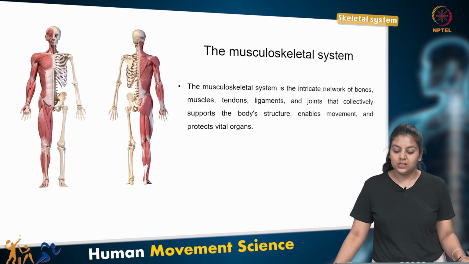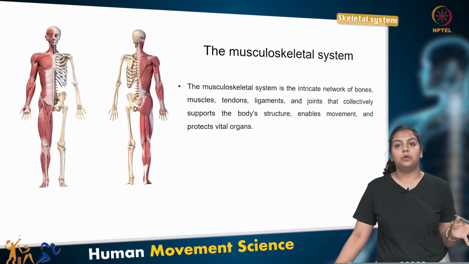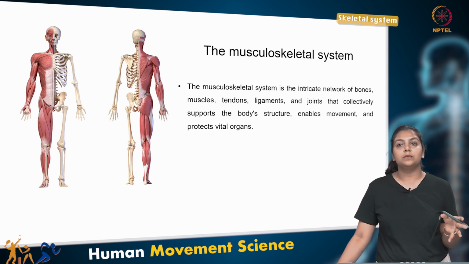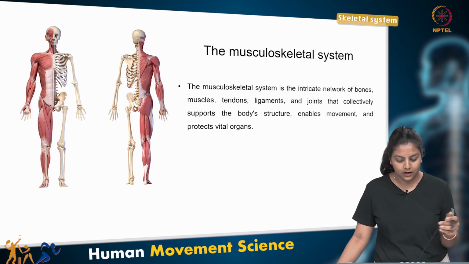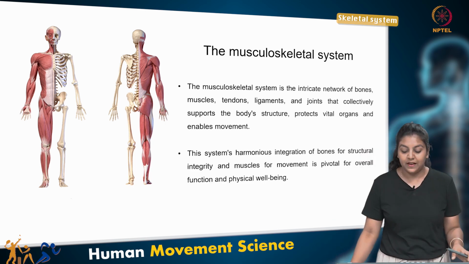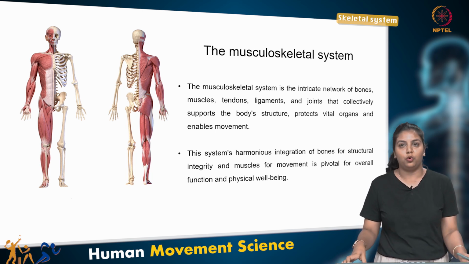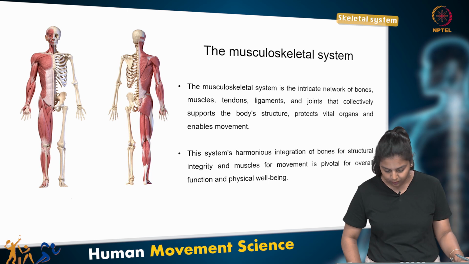Right, so the musculoskeletal system is an intricate network of bones and muscles. You also have skeletal structures of tendons, ligaments, and joints that collectively support the body's structure. They enable movement and they also protect vital organs. So it's very important that the muscles and bones work in harmonious integration to provide structural integrity and also to allow for movement, which is key for overall functional well-being of the human body.